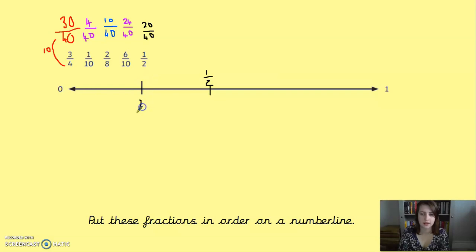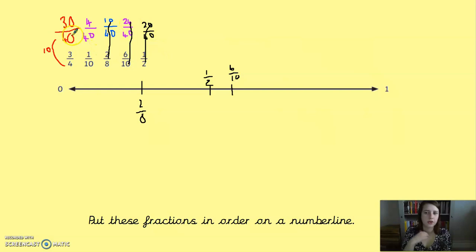So 2/8, because we've got 20/40 is here, so 10/40 must be exactly halfway there. So that's 2 of our numbers. And now the other numbers will be slightly more of an estimate because they're not exactly the same. So we've got 24/40, which is just going to be just ahead of our half. So that is 6/10, sorry. So just a little bit ahead, doesn't have to be exactly where mine is.